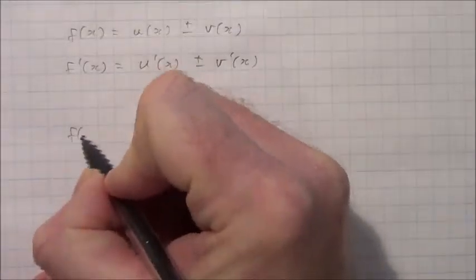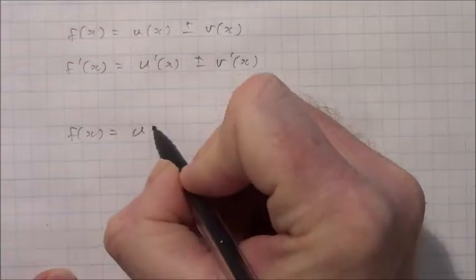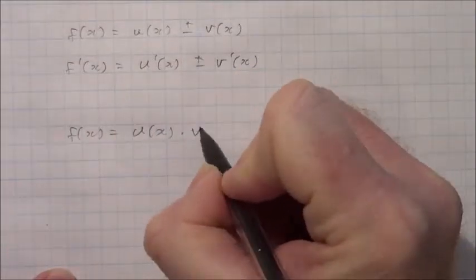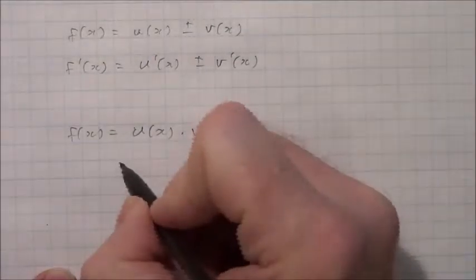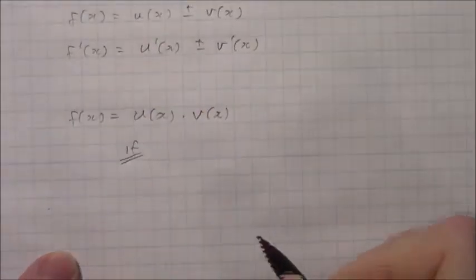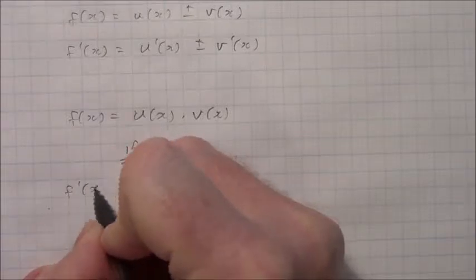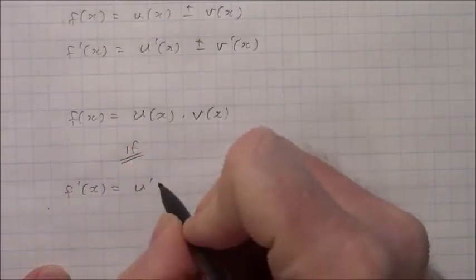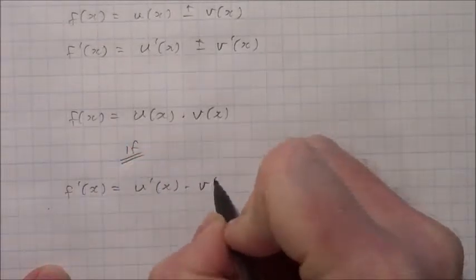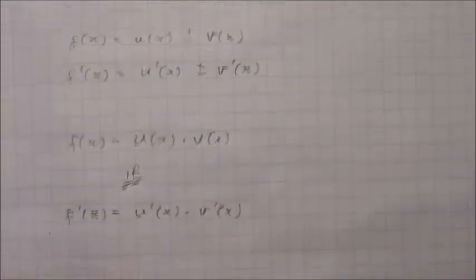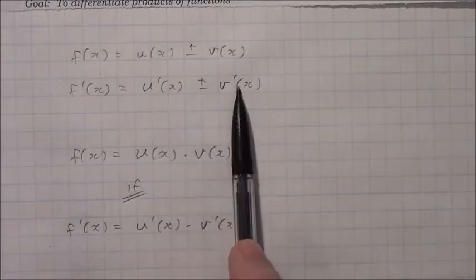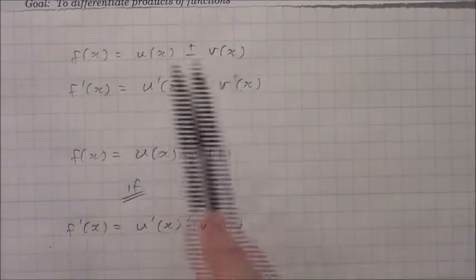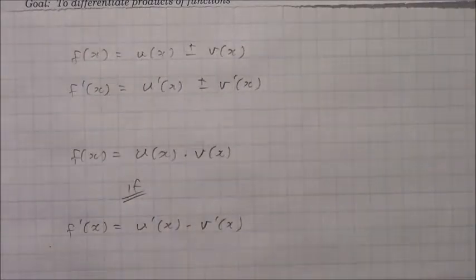So if we take f of x equal to u of x multiplied by v of x, we want to know, the big if, whether f prime of x is going to equal u prime of x multiplied by v prime of x, much in the same way that f prime of x equals u prime of x plus or minus v prime of x when the original function is the sum or difference of two functions.